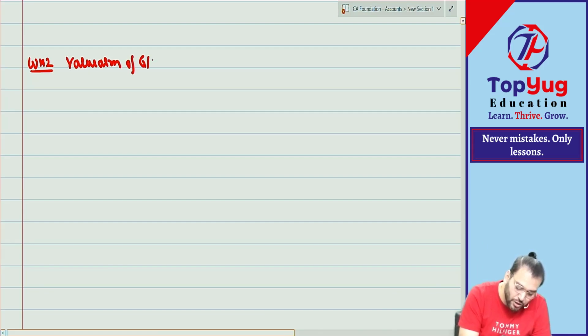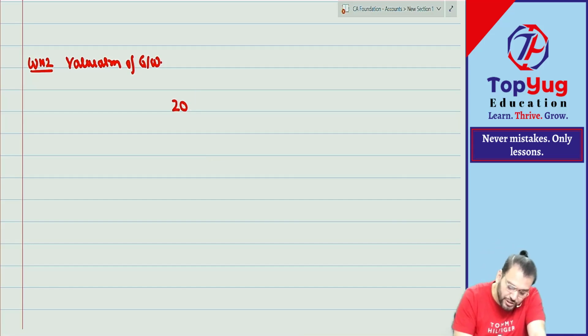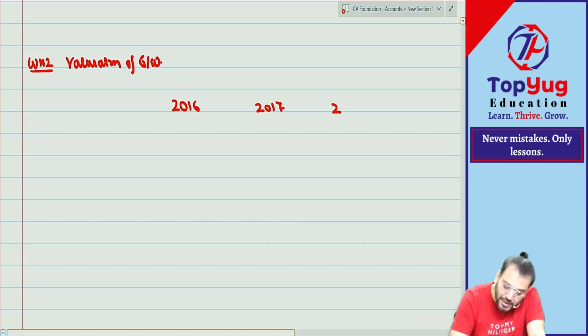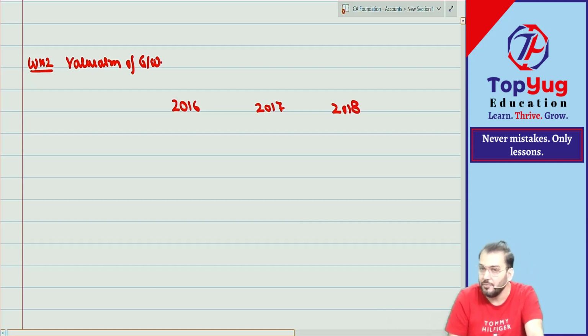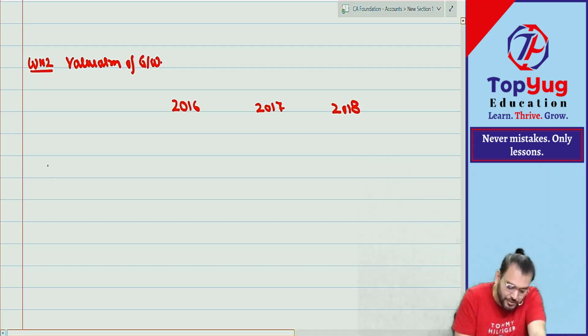Valuation of goodwill is based on the previous year profit. They have given 2016, 17, 18, na. We will take 3 previous years' profit. We will not take current year profit because on the date of death it was not known. It is given also: take 3-year profit of previous years. So how much profit is given?